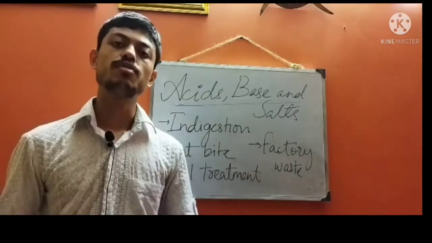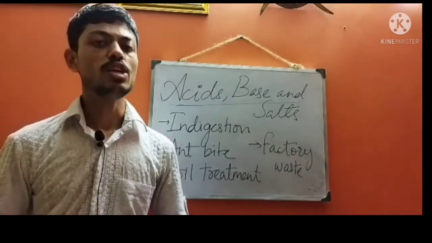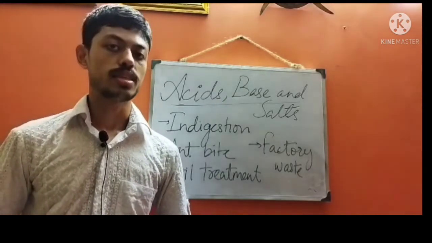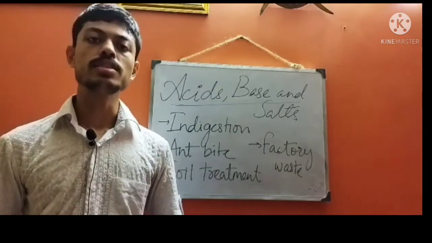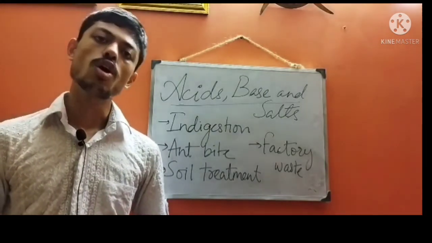Now coming to the factory waste. Factory waste is acidic in nature and we use a base to neutralize it, because if the factory waste is not neutralized, it would cause damage to living organisms.